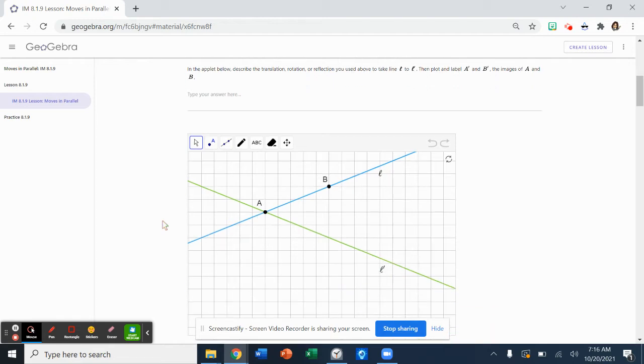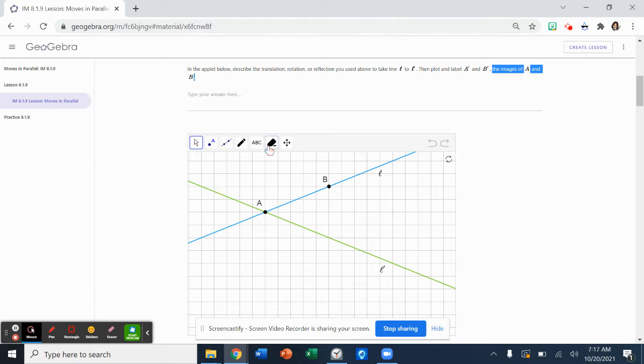The second question says, in the applet below, describe the translation, rotation, or reflection that you use to take line L to line L prime, then plot and label A prime and B prime, the images of A and B. And when it says the images of A and B, what it's asking is just where does A, the original A, end up when you do the translation, rotation, or reflection, and same for B, where does it end up? So take a minute and type your answer there. You can pause this video.